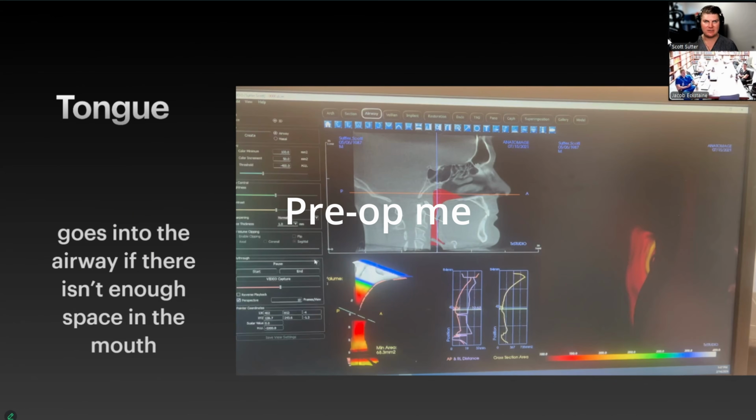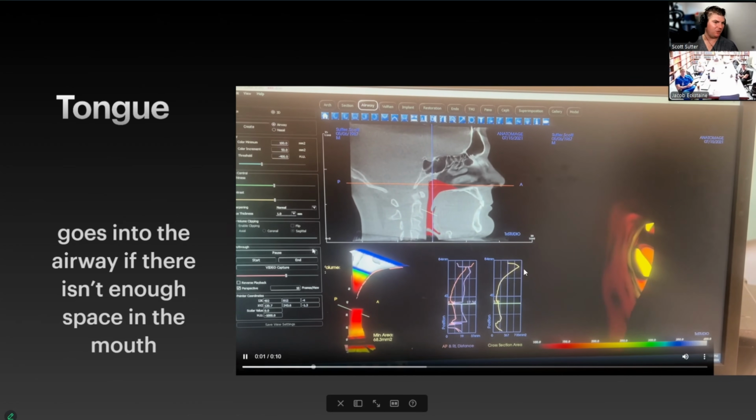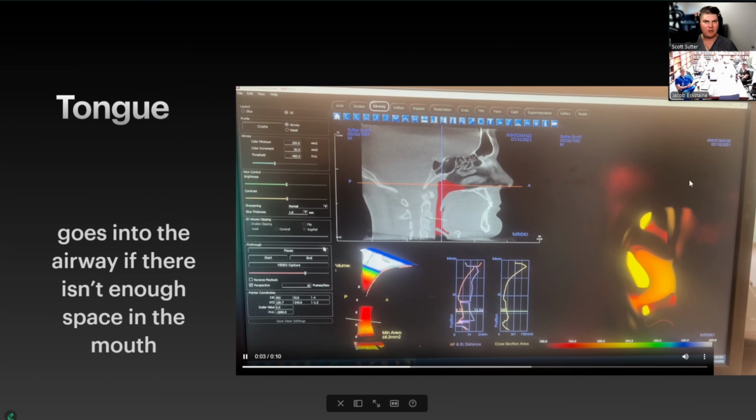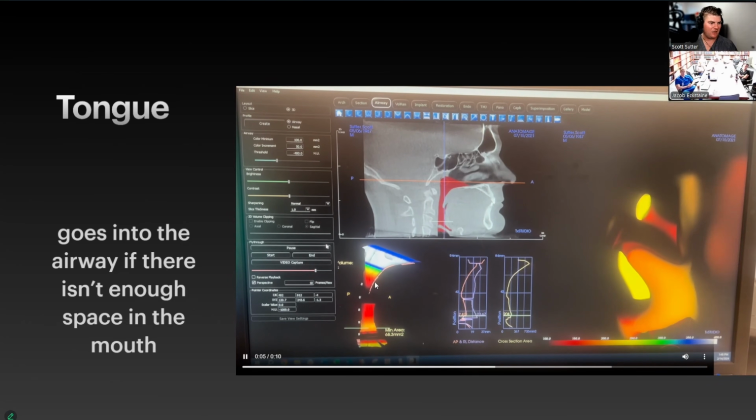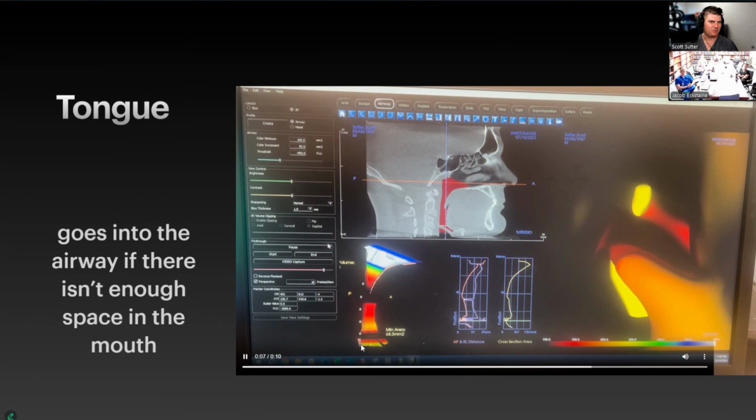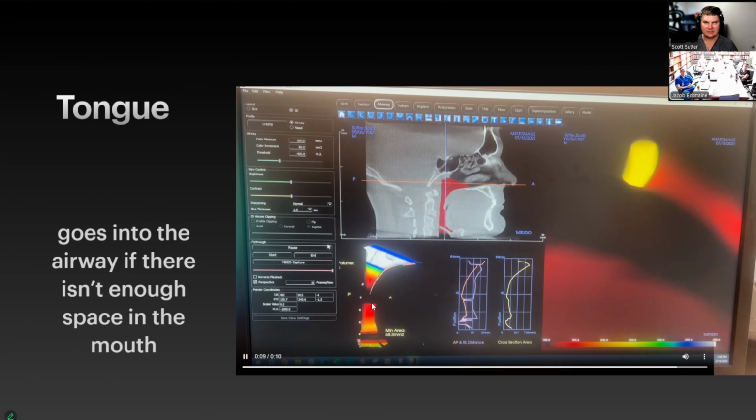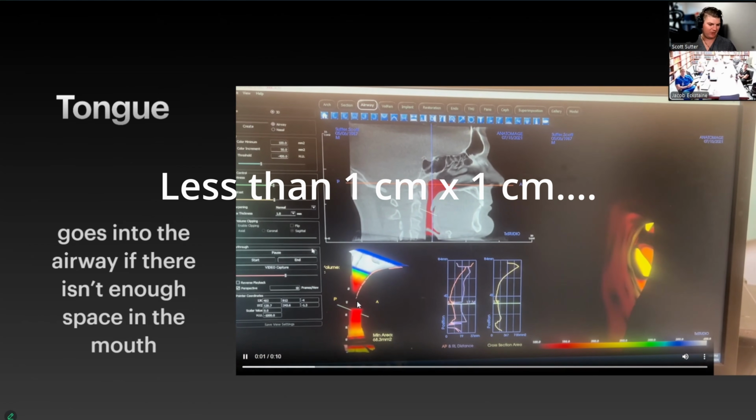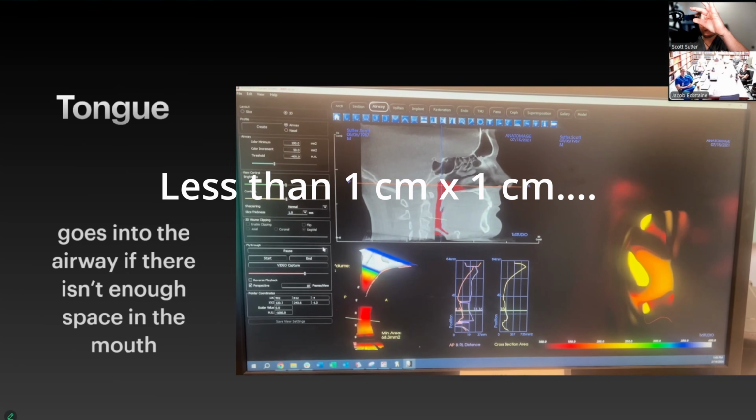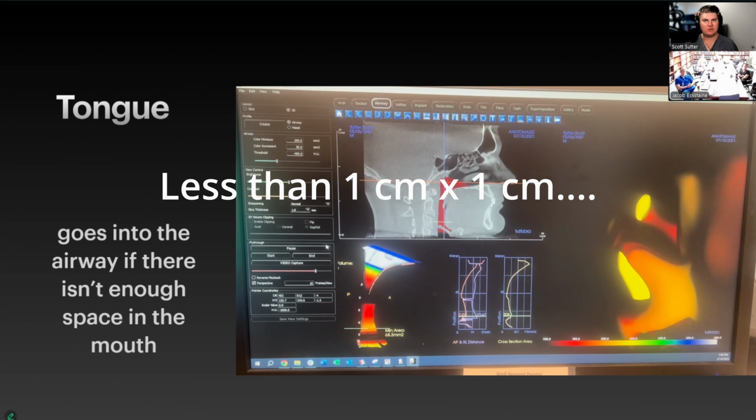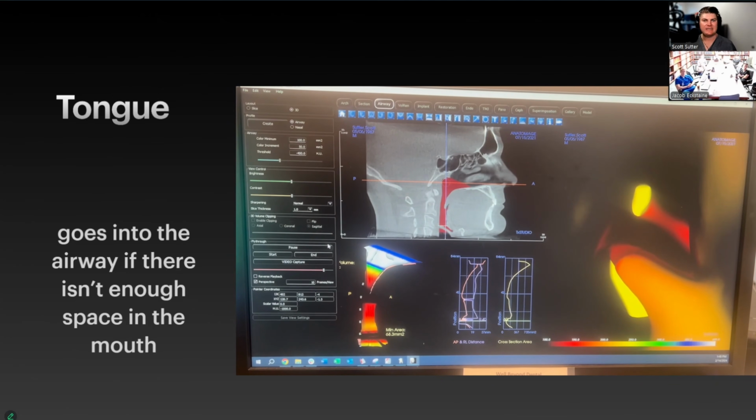This is my cone beam, and I hope the video works. Nope, it does work. Okay, cool. This is going up and down my airway right here, and you can see these are not good numbers. The minimum amount was 68.3 millimeters squared, which is about that big. I'm 6'4" and trying to breathe through that tiny, tiny, tiny space.